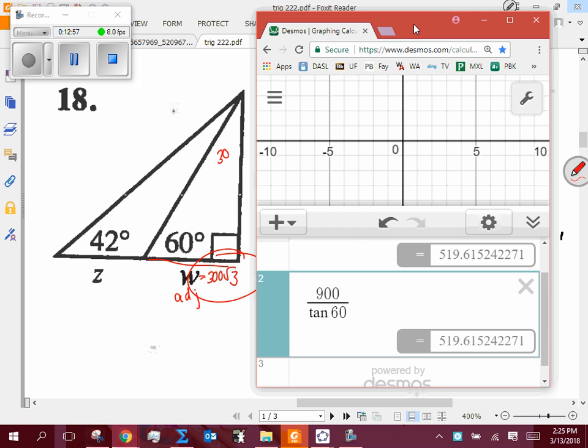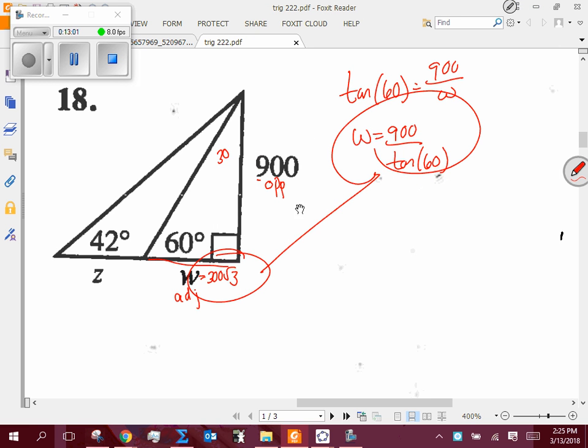Give me the same number. So could you use either SOHCAHTOA or special right triangles to find W? Yes. Now, if they say, leave your answer in simplest radical form, can you use SOHCAHTOA? No, you would have to use that approach, right?